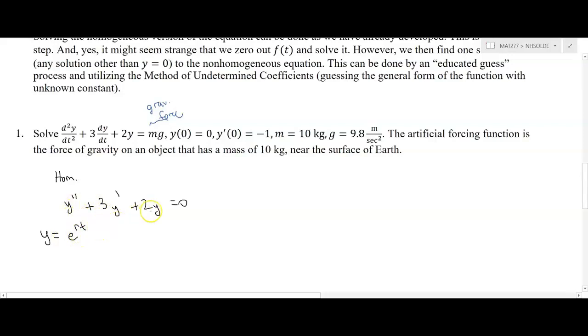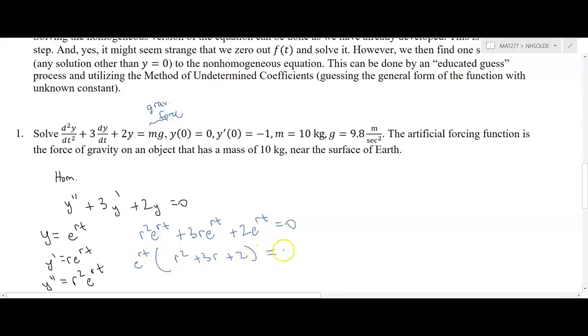And the reason we know that this is a solution is because this is the only function. It can't be sine or cosine, because if y is sine and the first derivative is cosine, those two will never add up and combine to give us 0. But for e^(rt), when you take its derivative, you get r e^(rt), and when you take its derivative again, you get r squared e^(rt). Now making our substitutions in y double prime plus 3y prime plus 2y equals 0, we can factor out e^(rt) and see that the only way for this left-hand side to equal 0 is if r squared plus 3r plus 2 equals 0.